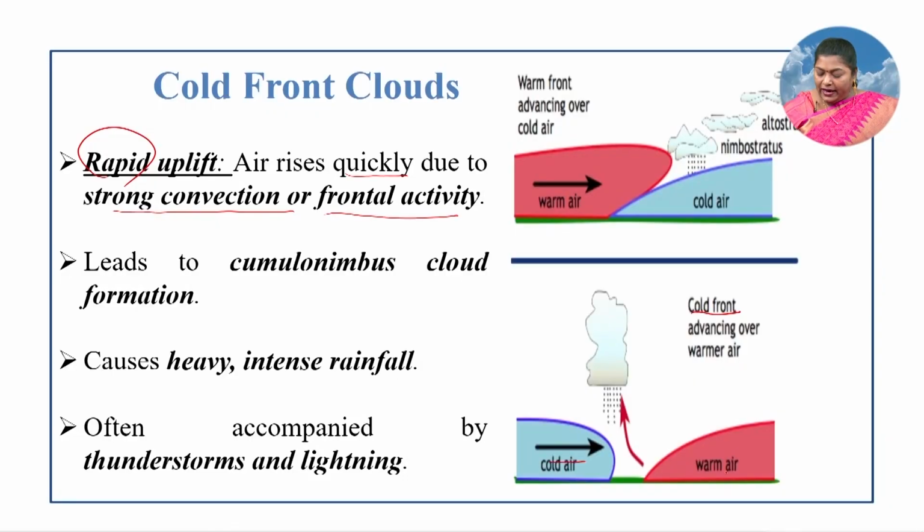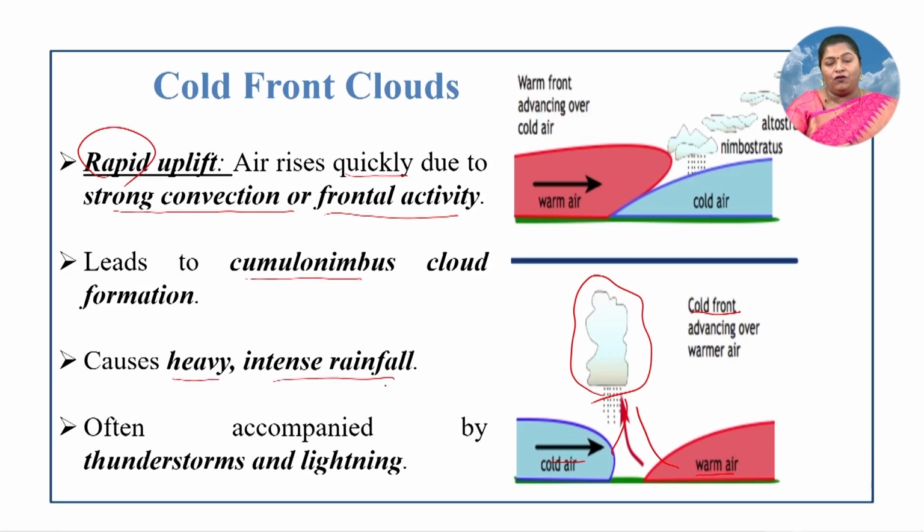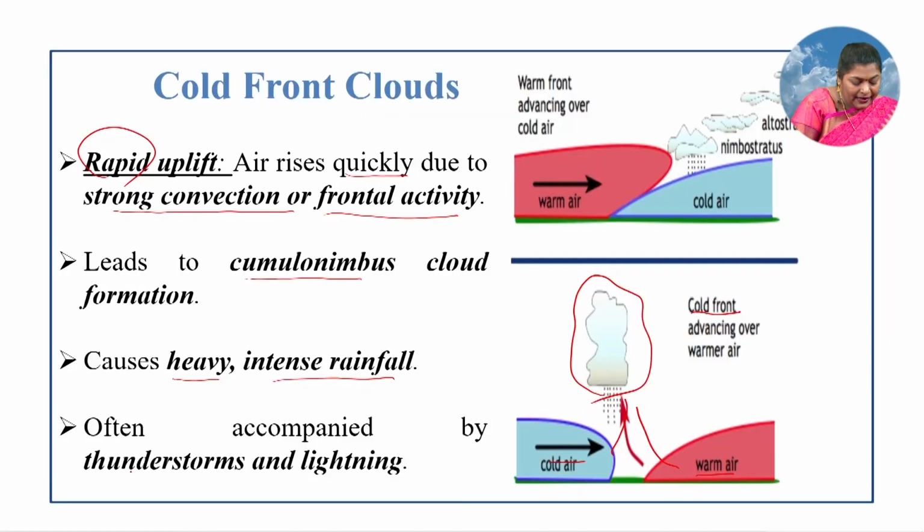So here the cold air and warm air are lifting very fast due to the strong convection and frontal activity, which leads to cumulonimbus cloud formation. So this is the cumulonimbus vertical cloud formation, which causes heavy intense rainfall. So if it's going to be this situation, the rainfall will be very heavy. Often it's accompanied by thunderstorm and lightning.